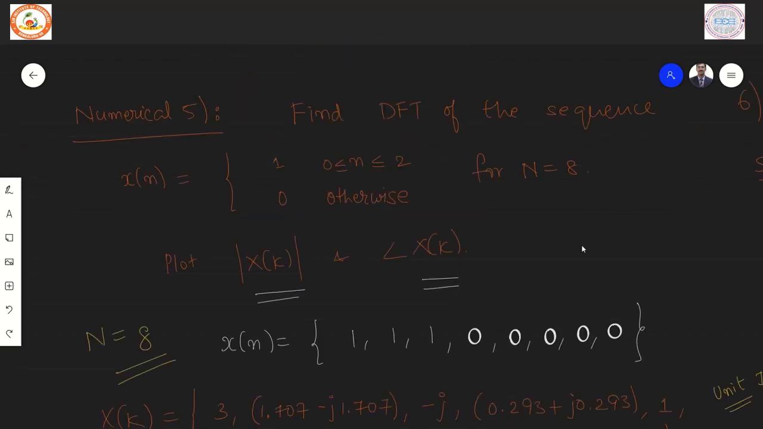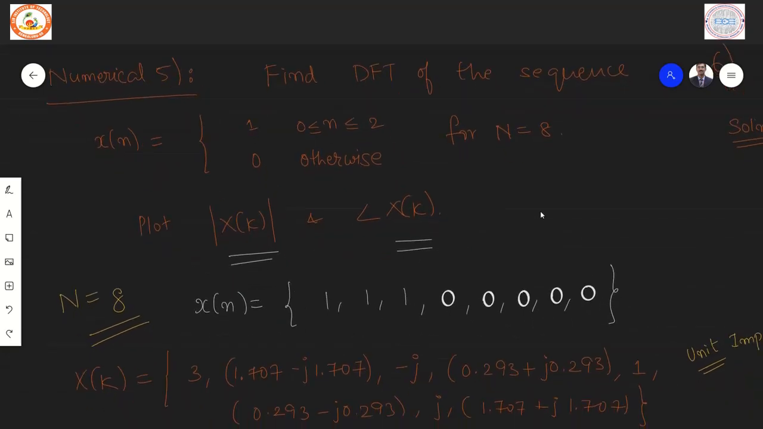The next problem, number 5. Find the DFT of the sequence x of n, which is equal to 1 for n value between 0 to 2 and 0 otherwise. For capital N is equal to 8, plot the magnitude of x of k and the angle of x of k. So we observe that since the definition says for n 0 till 2, that is totally 3 points, the value you will get is 1. And for the remaining points, you get a value which is equal to 0.